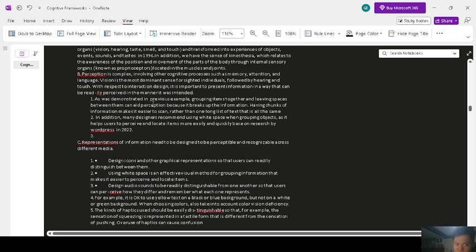So perception is complex, involving other cognitive processes such as memory, attention, and language. Vision is the most dominant sense for sighted individuals, followed by hearing and touch. With respect to interaction design, it is important to present information in a way that can be readily perceived in the manner it was intended.